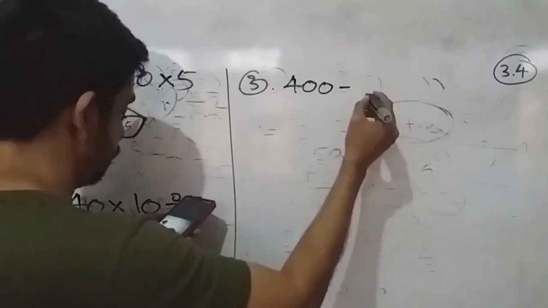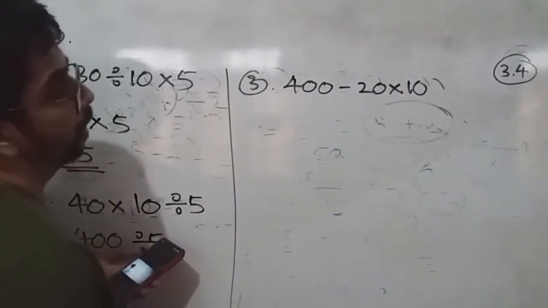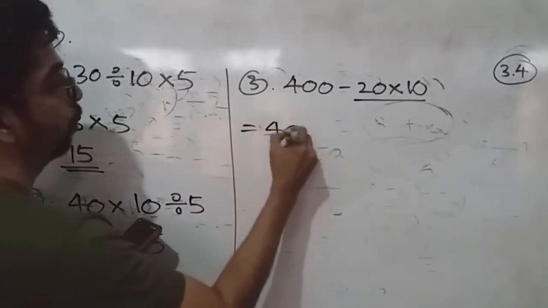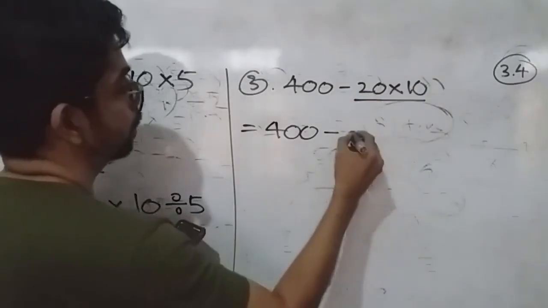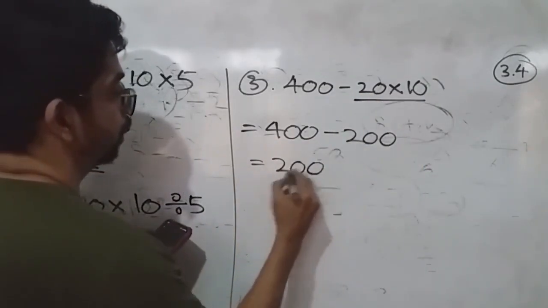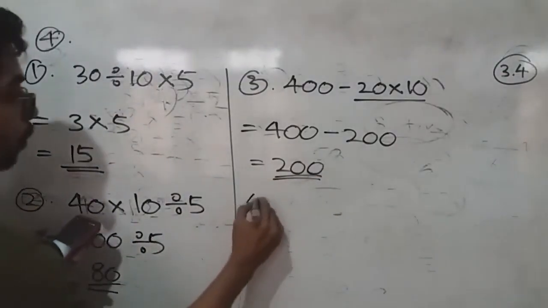Okay. Question number 3. 400 minus 20 times 10. Right? So we have to do the multiplication part first. Right? 400 minus 20 times 10, that is 200. 400 minus 200, that is what? Answer is 200.